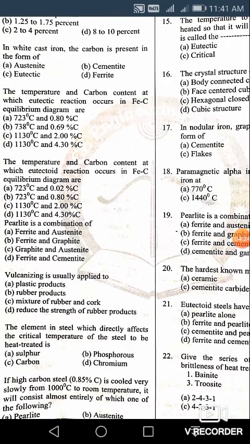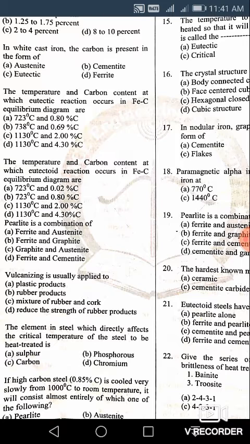Next, in high carbon steel of 0.85% carbon: steels are called high carbon steels when the percentage of carbon varies from 0.7 to 1.3%. Because the percentage is 0.85%, it is called high carbon steel. If it is cooled very slowly from 1000 degrees centigrade to room temperature, it will consist almost entirely of which of the following? The mixture of ferrite and cementite, both combined, is called pearlite. So your answer is A.